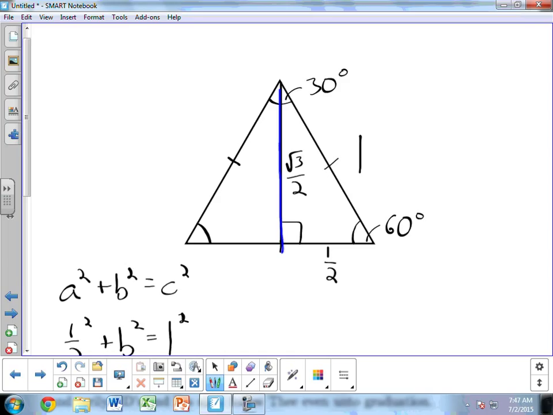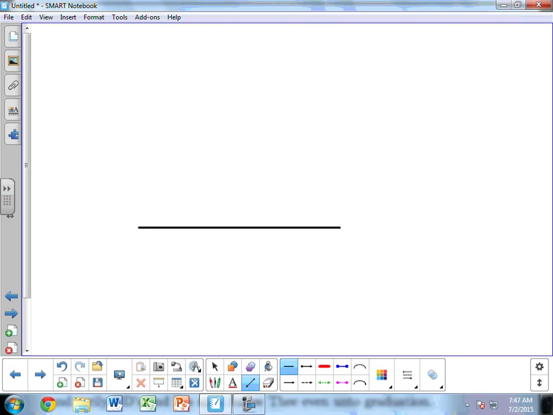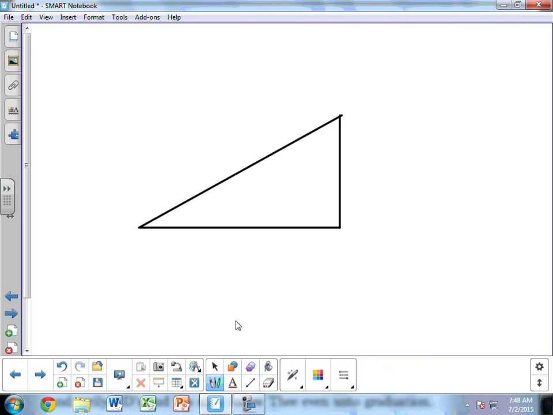Now let's use these in some examples. Let's say that I have a 30, 60, 90 triangle, and I want to draw one. We'll put it on its side this time, just to change things up a bit. So we are being told that this is a 30, 60, 90 triangle. That's 30 degrees, this is 60 degrees, and this is a right angle. Let's say that the hypotenuse is 4, then the short leg is going to be half of the hypotenuse. So the short leg is going to be 2.